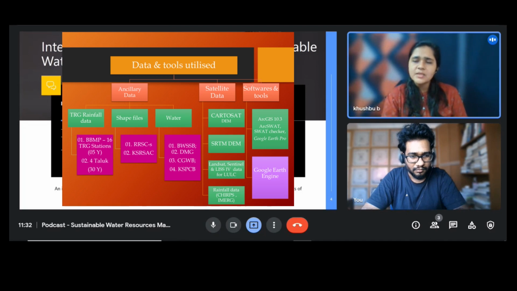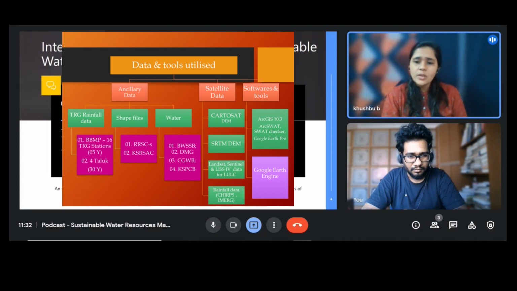The other part is the satellite data. We use digital elevation models, that is Cartosat DEM data or SRTM data, the difference between them being the resolution with which they are available. Then there is Landsat, Sentinel, and LISS-4 data, which we have used for creating the land use land cover pattern over the years in the city of Bangalore. And then we have rainfall data from the IMERG and CHIRPS projects. So we have meteorological data, land use land cover data, and elevation data from satellites.